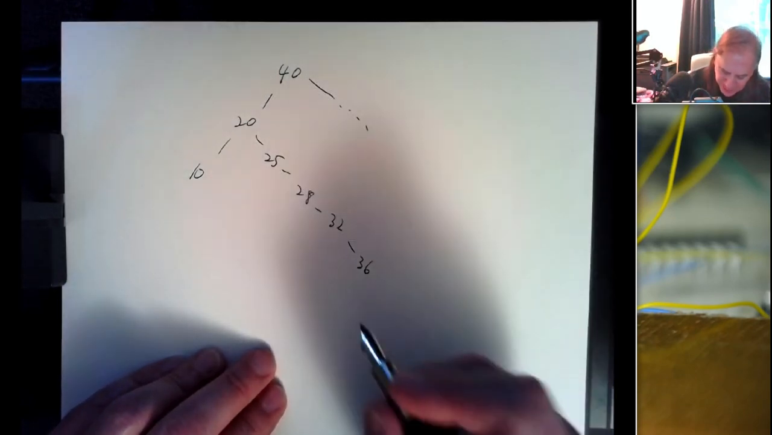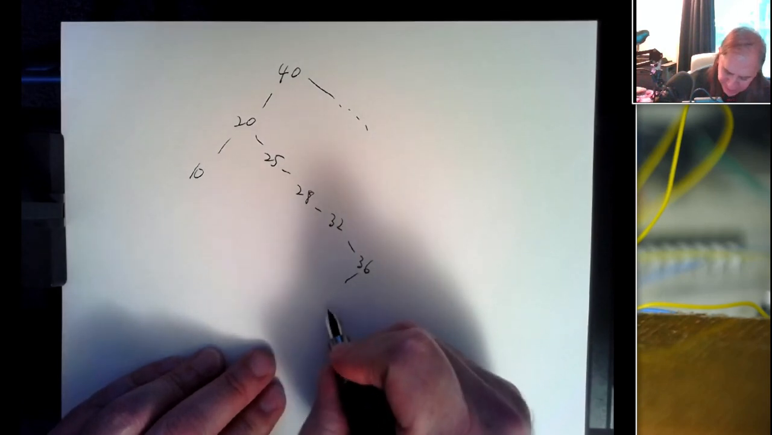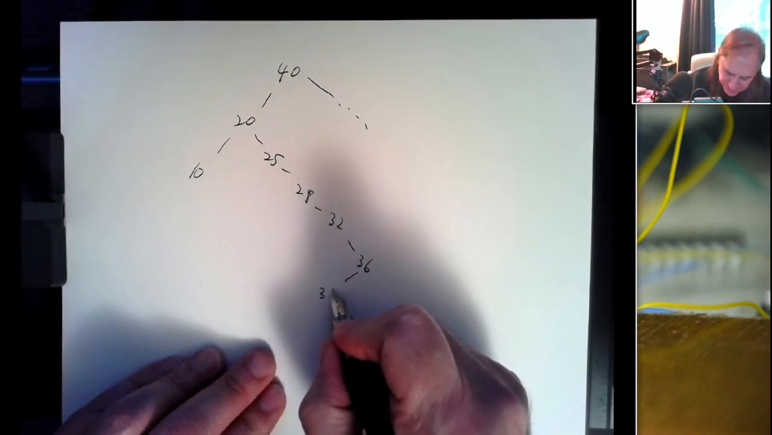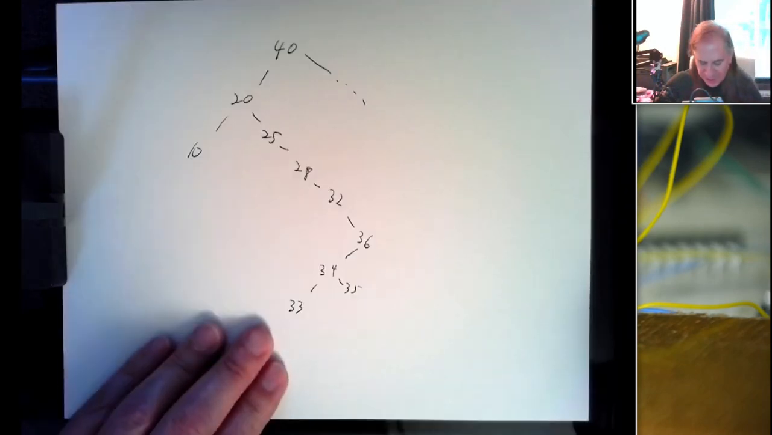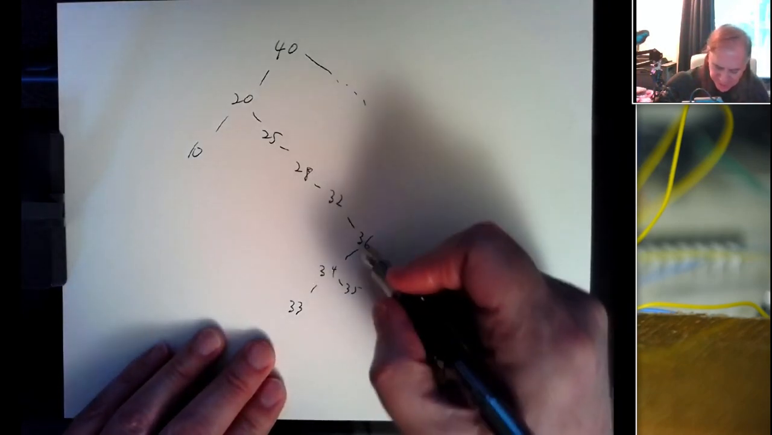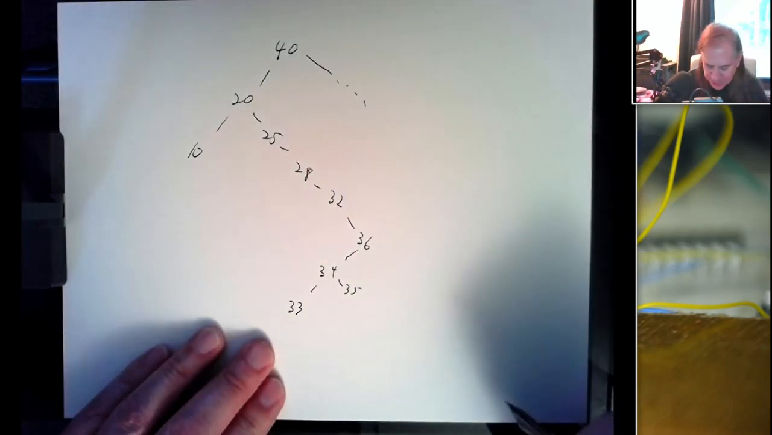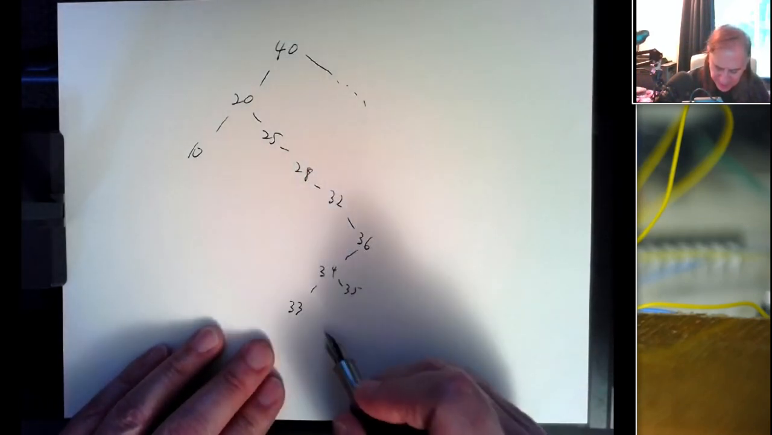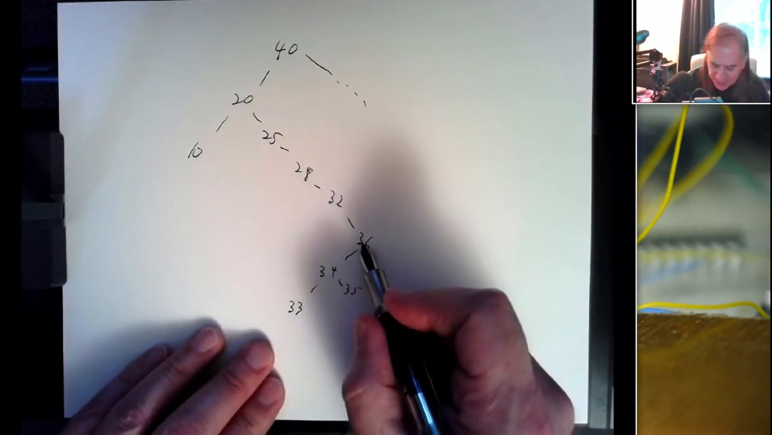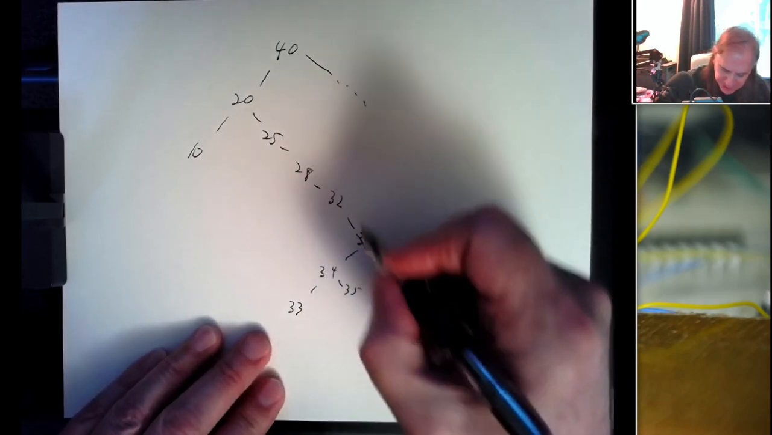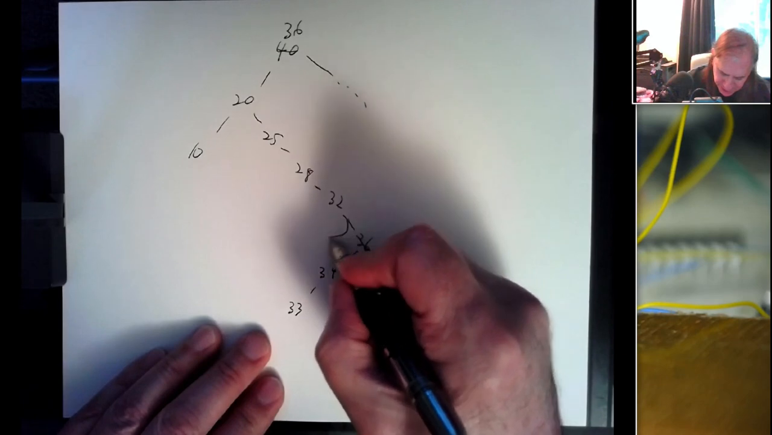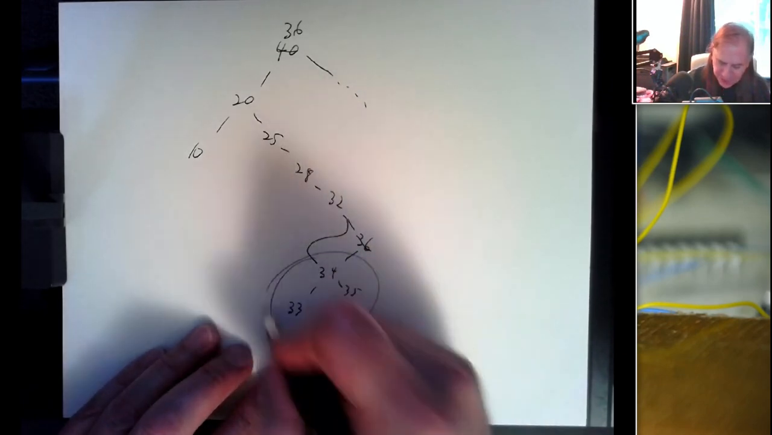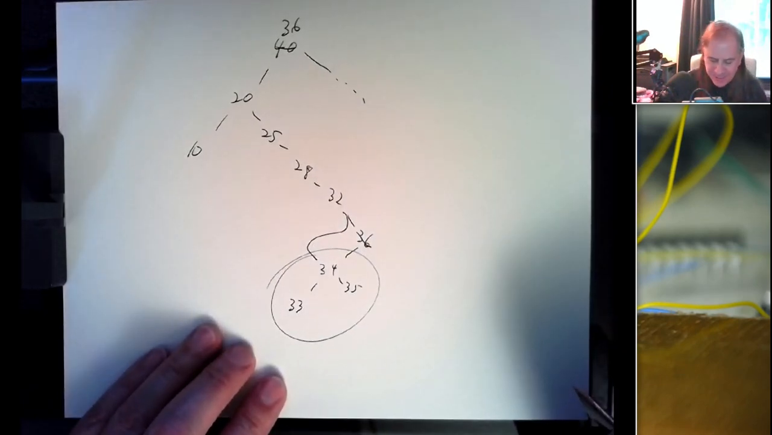Now, it's possible that the 36 could also have some other things on the left. So if I move the 36 up to the root, all of this is going to be orphaned, but I'm just going to take that and move it up here. So I'm going to take the 36, make that the new root, and then let 32 adopt on its right all the stuff that 36 used to have on its left.